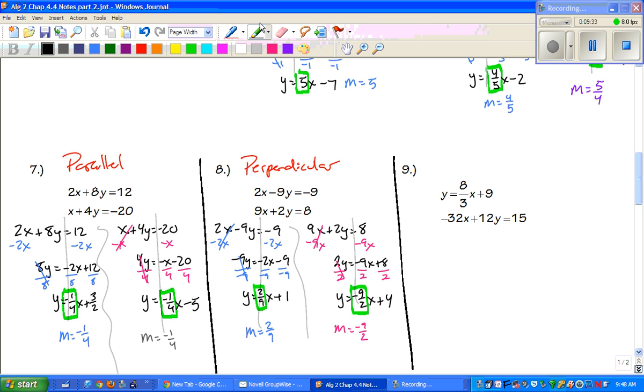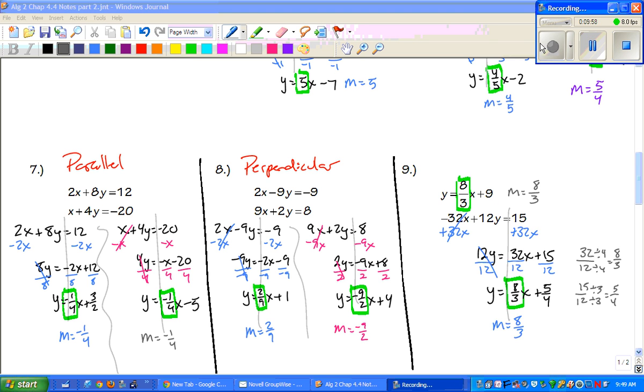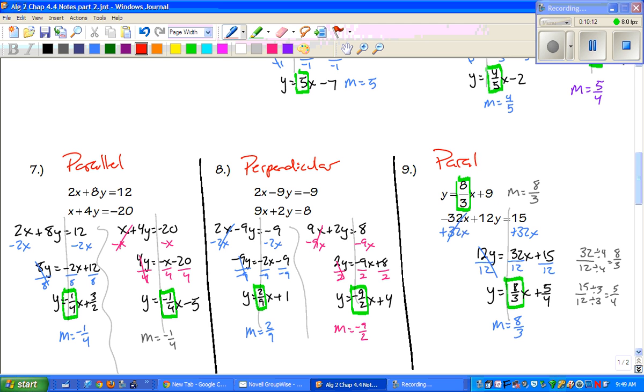Number 9 is on your own, but before you get started, it's already telling us that our slope is 8 over 3. So all you have to do is solve the second part. Be very careful when you're reducing your fractions. Let's pause the video and see how you do. All right, and there you go. You get a slope of 8 over 3x plus 5 over 4. Both of the slopes are 8 over 3, which means our final answer is these lines are parallel.